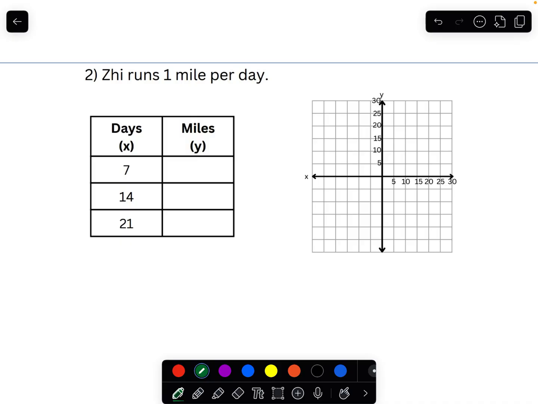Okay. Now, Z runs 1 mile per day. That's pretty cool. I wish I ran a mile every day. I do like running, actually. I don't know how many people can actually run 1 mile a day.